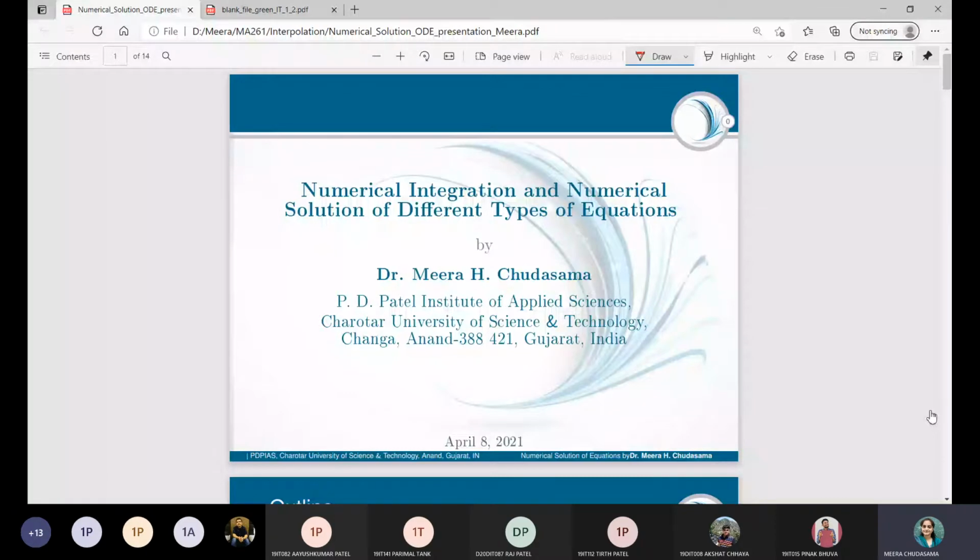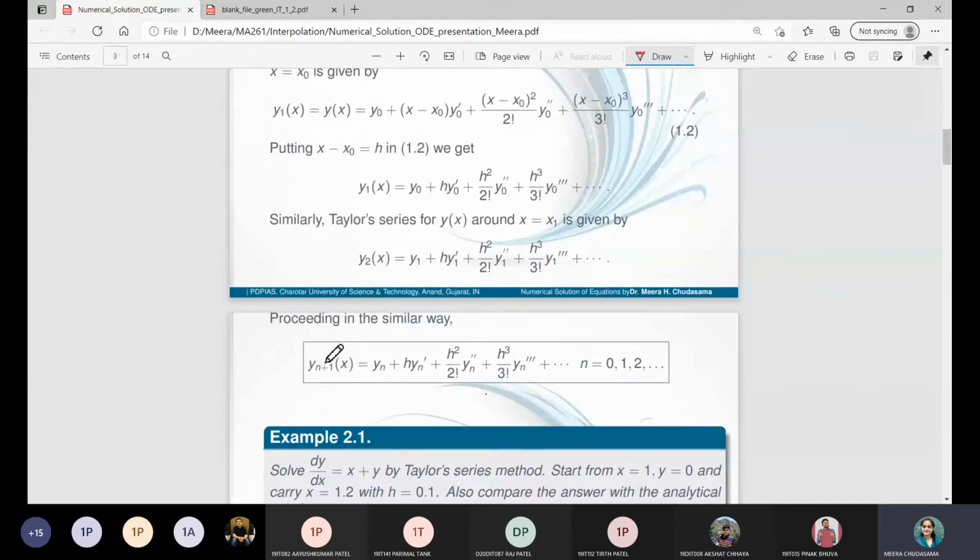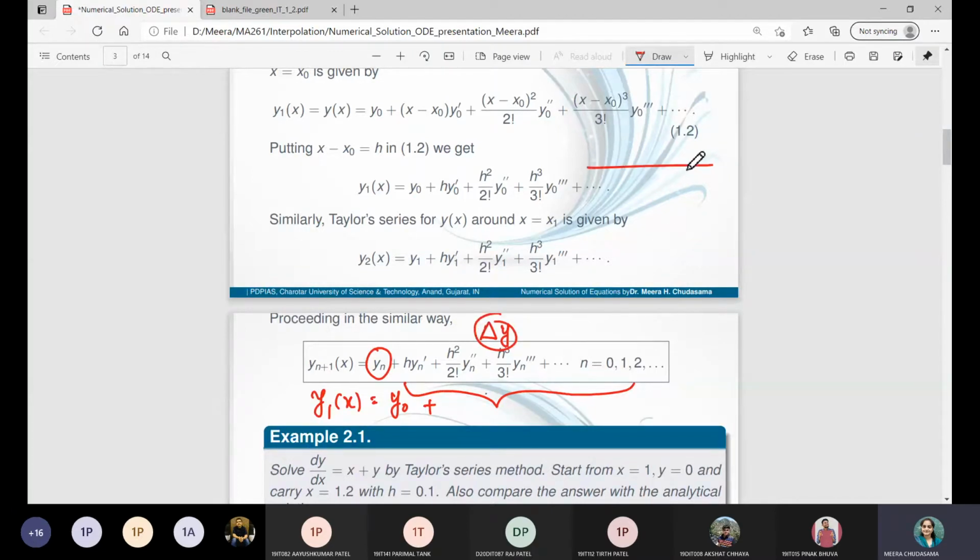In the last class, we started with the numerical solution to the differential equation, in which we considered the Taylor series method. Here y is in general approximated as the initial point plus terms containing h. This is an increment we are adding to the previously iterated value. If I talk about y1 of x, it is given in terms of y0 plus some increment, as with x0 to x1 and so on.